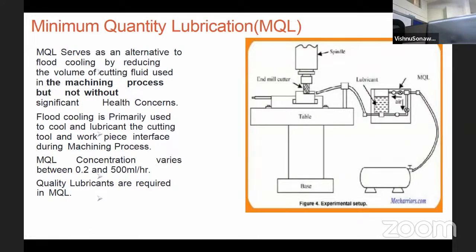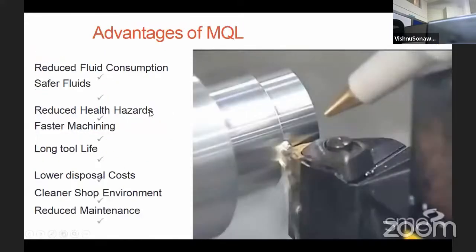This is one experimental setup. He supplied minimum coolant oil, and I have taken these snapshots. They are supplying the oil at 0.2 milliliter per hour, and he has taken readings up to 500 milliliter per hour. Here is again one of the advantages of this cooling. See, this is the one nozzle.